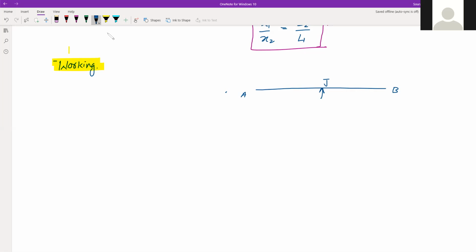And now suppose this length is given by small l, and we know the potential gradient of AB is x, right? So x is the potential difference per unit length and l is the length. So x into l will give us the total potential difference between A and J. So when the jockey touches this point J, the potential difference across A and J, that is V AJ, will be equal to x into l. From this diagram we got this, where A and B are the endpoints and J is the point where you have touched it. At this length, two potential differences are obtained.